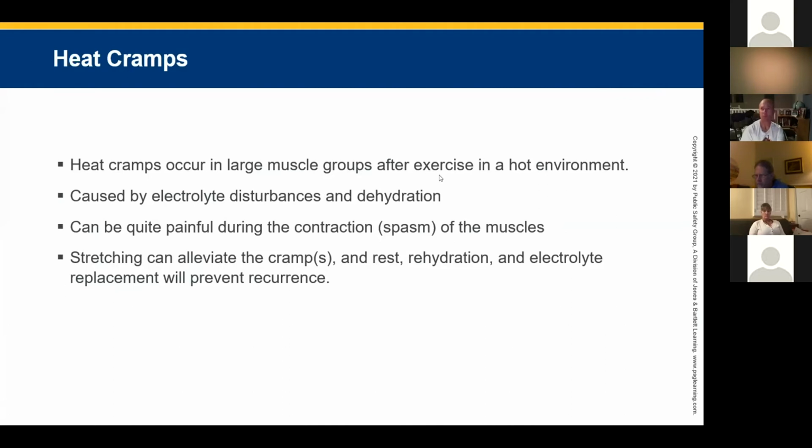Okay. Can be quite painful. Contraction, spasm of the muscle. Has anyone ever had leg cramps? Oh yeah. It's painful. They don't go away. You try to rub them and they still don't go away. Of course, you can get creams to put on them to help, but they still don't go away. Stretching, if you can call that, and rest and rehydration and electrolytes are what prevents this from happening.